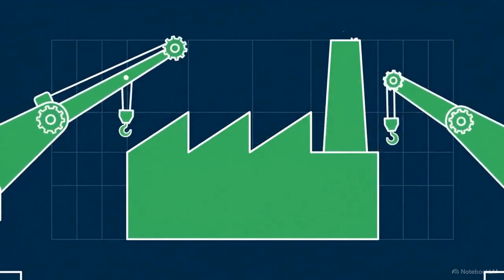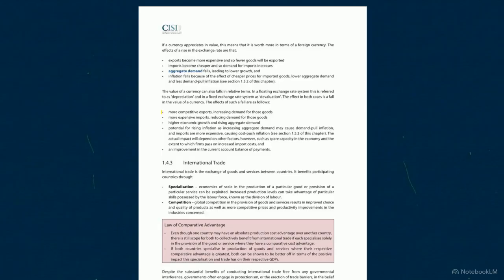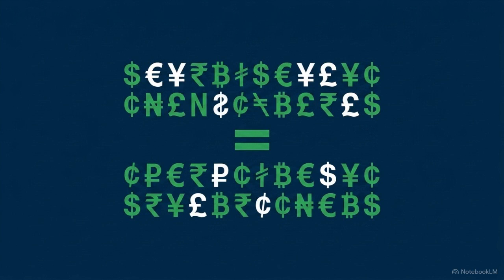If these accounts drift too far apart, the exchange rate acts as a natural shock absorber. A fall in currency value makes exports more competitive and imports more expensive, driving an improvement in the current account balance. Conversely, an appreciating currency lowers inflation but makes exports more expensive, leading to a drop in goods leaving the country. Economists call the theoretical equilibrium point purchasing power parity.